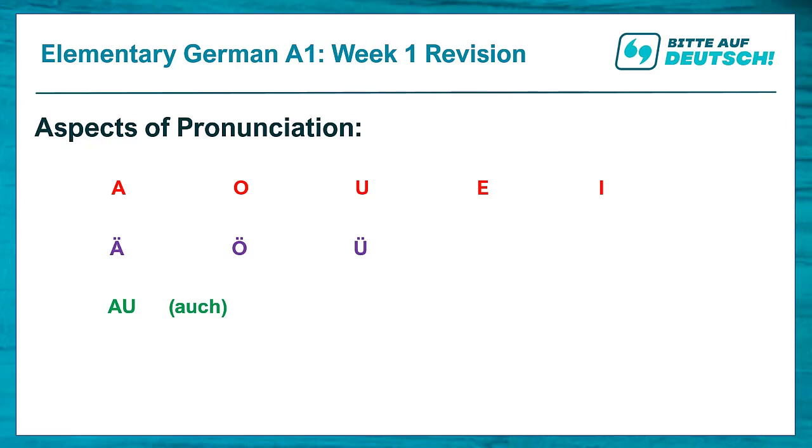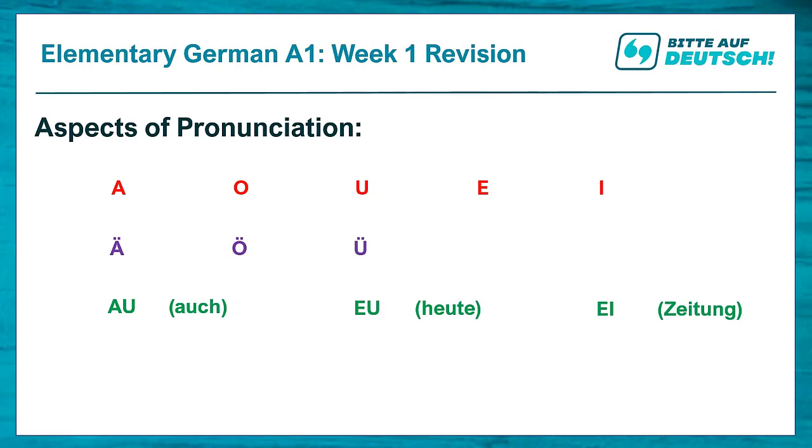Furthermore, there are a couple of vowel combinations that have a very specific way of pronunciation in German. For example, the combination of A and U. Au. We have studied, for example, the word auch. Another frequent combination is the combination of E and U, which we pronounce like oi, as in the word heute.